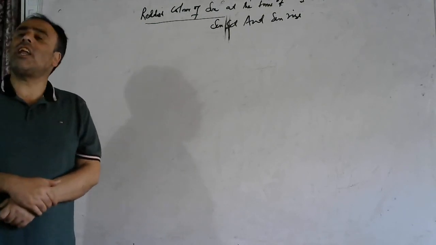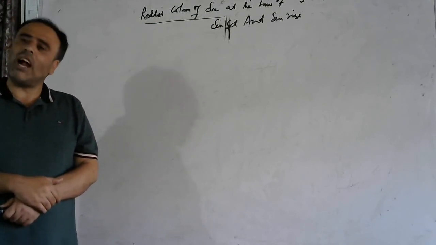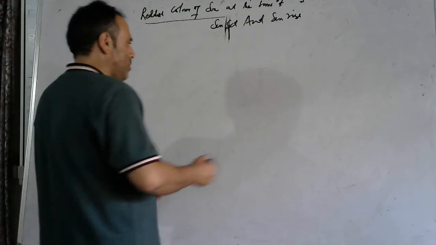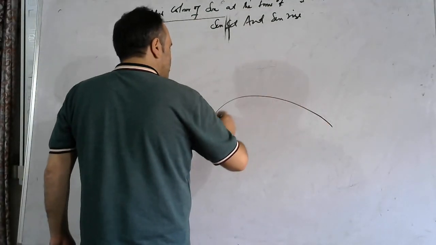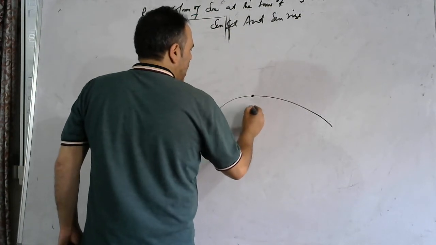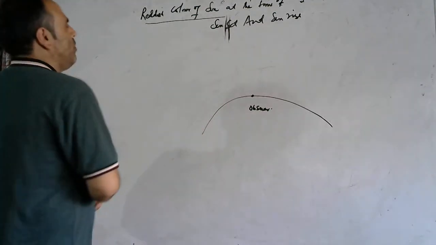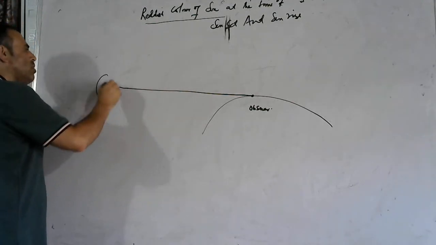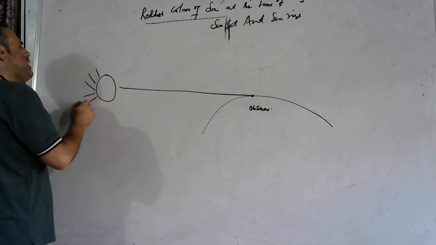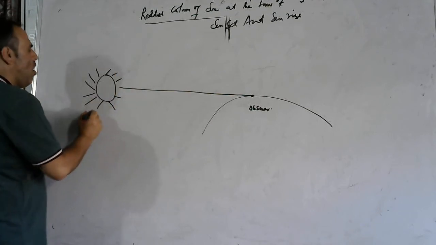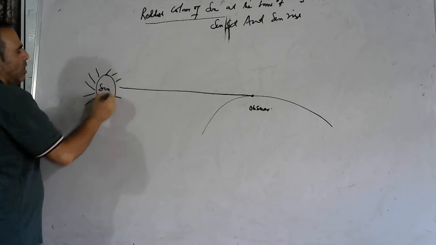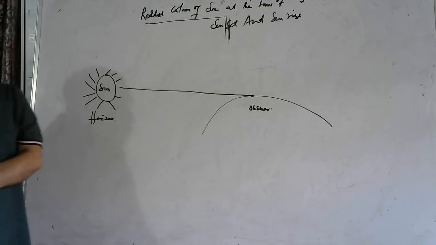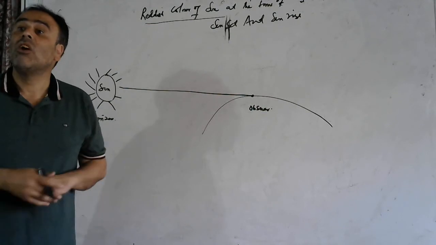This reddish color of the sun at the time of sunset or sunrise is due to the scattering of sunlight. देखो कैसे, सपोज ये हमारा अर्थ है, यहां पर जो हमारा ऑब्जर्वर बैठा है. देखो बच्चों, at the time of sunset or sunrise जो मेरा सन है, this sun is at the horizon. ये horizon पे होता है at the time of sunset और sunrise.